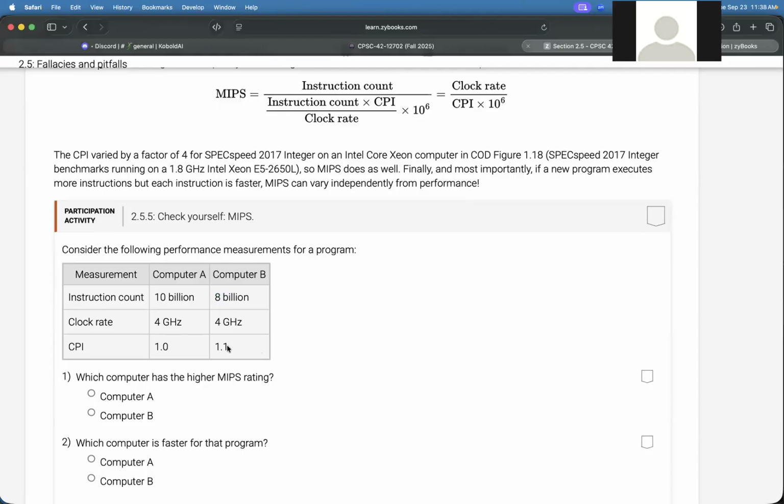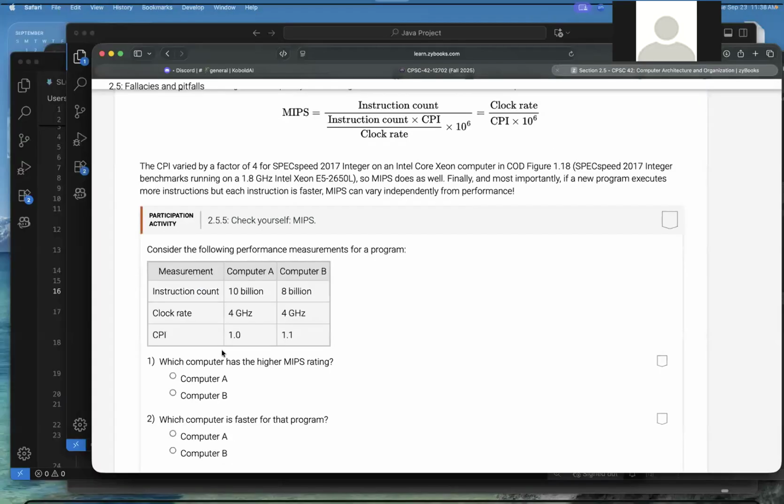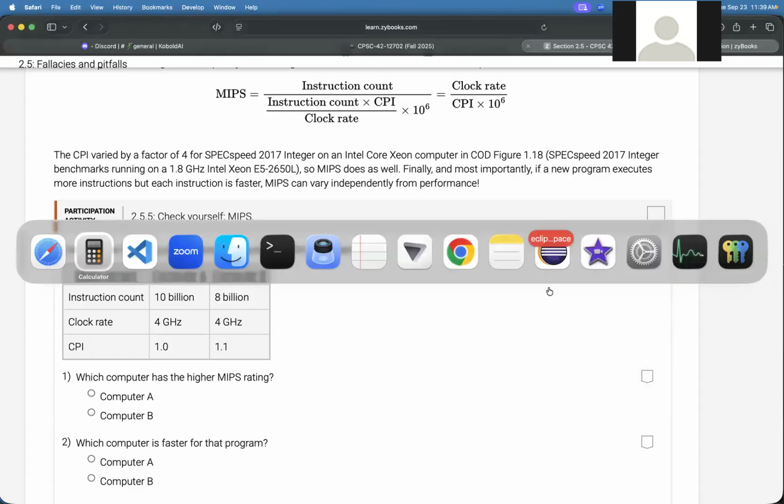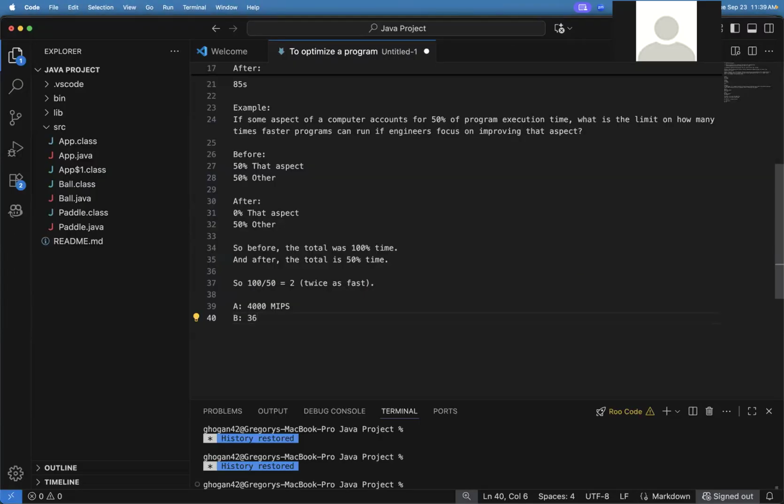B, what's B? Well, we would do the same calculation. We're going to be dividing the 4 billion by 1.1. Divide that by 1.1 this time, you get this. And then you need to divide by a million again for the million in the denominator. There you go, and you get 36 MIPS.